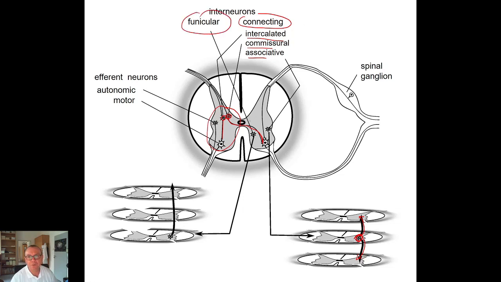Funicular interneurons are bigger. Their bodies are in a gray matter, but they send the axon to the white matter, and it can go usually upstairs. It can go usually to brain or to some cranial segments, and they are components of funicles, of course.